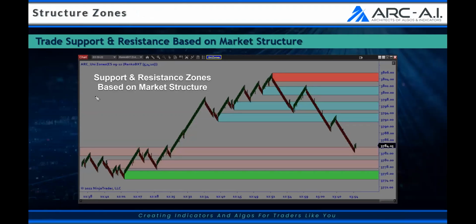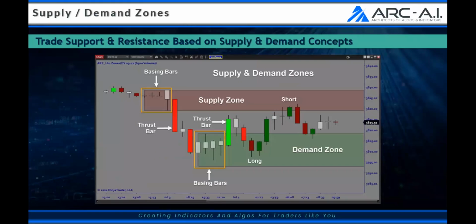So, trading support and resistance based on market structure. One of the features of this tool is that you can trade based on the structure levels. These are going to be based on pivots in the market, and you can see that this is plotting it automatically in real time for you.